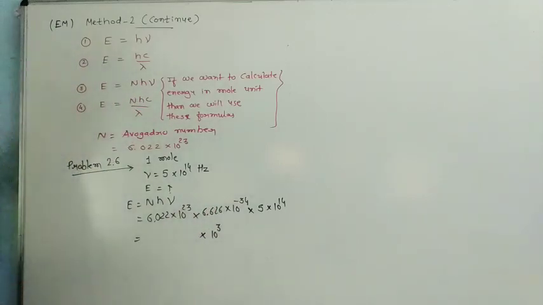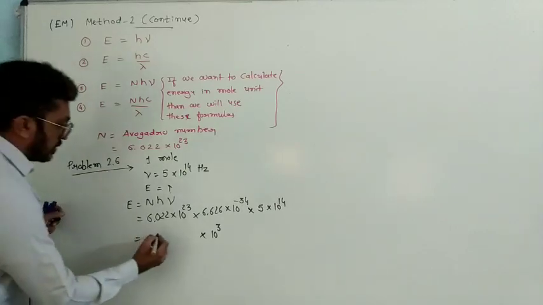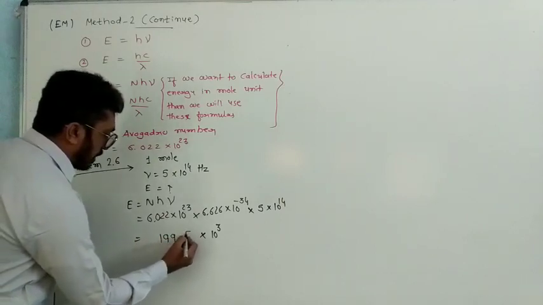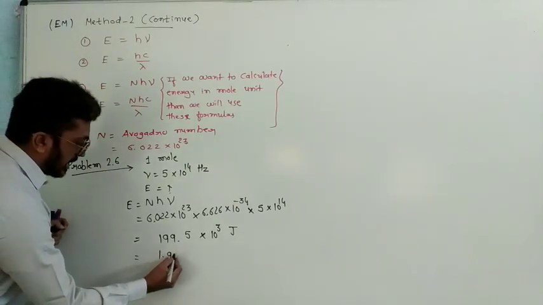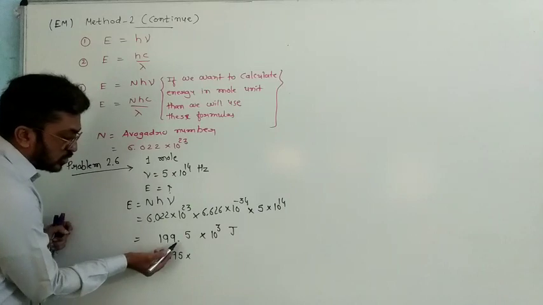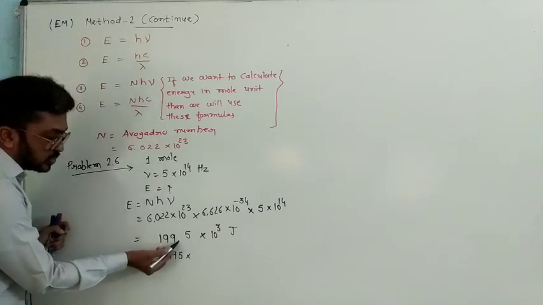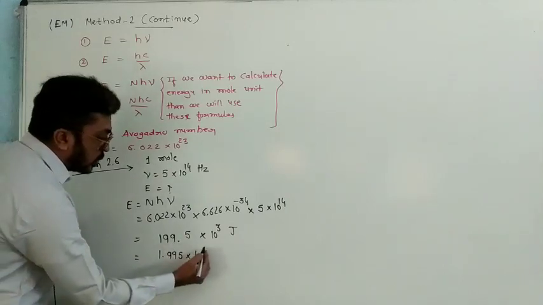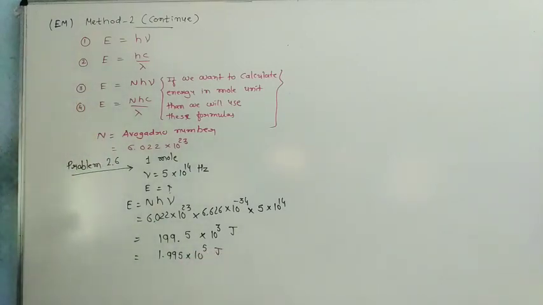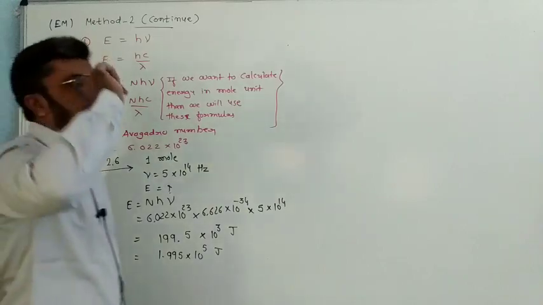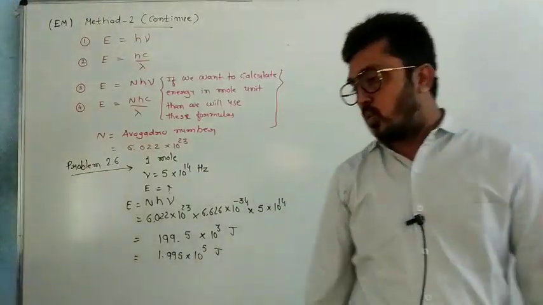Now the multiplication of 6.022 into 6.626 into 5 gives 199.5 joule. Here it is the answer in joule. So 1.995, moving 2 decimal places to the left, so the power increases by 2. So 1.995 into 10 raised to 5 joule is the answer of problem number 2.6.